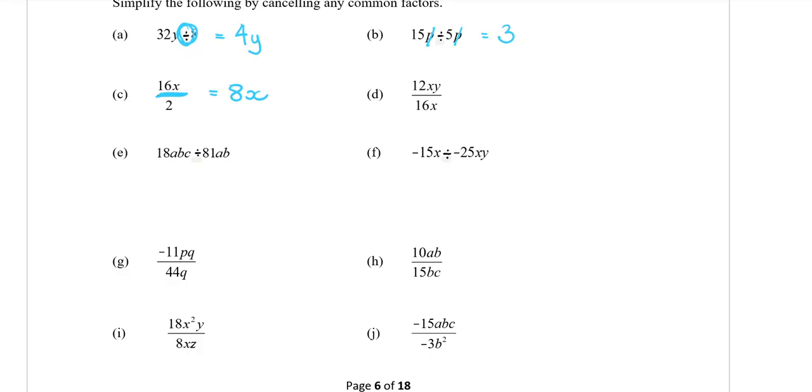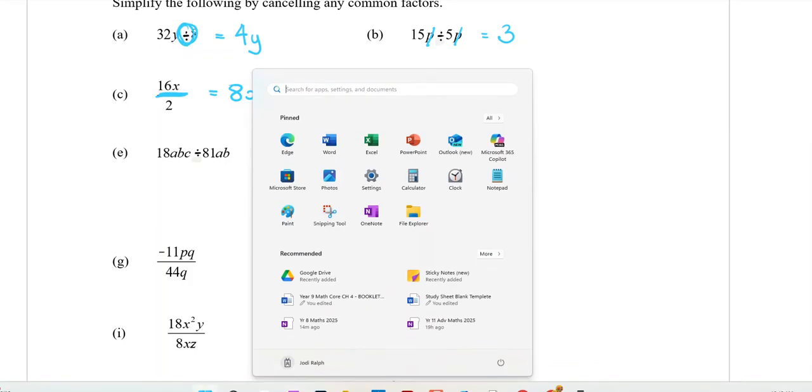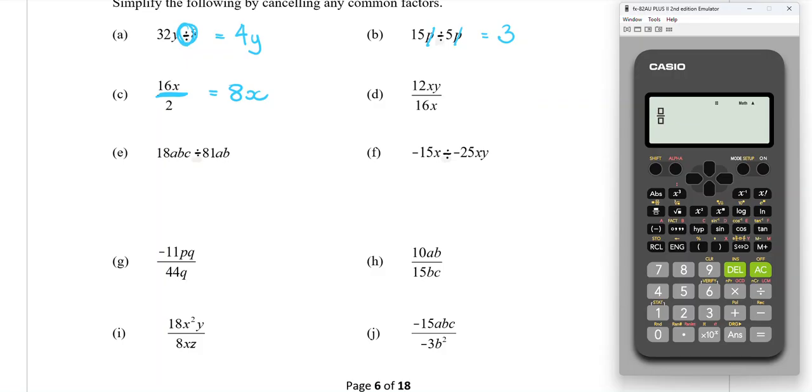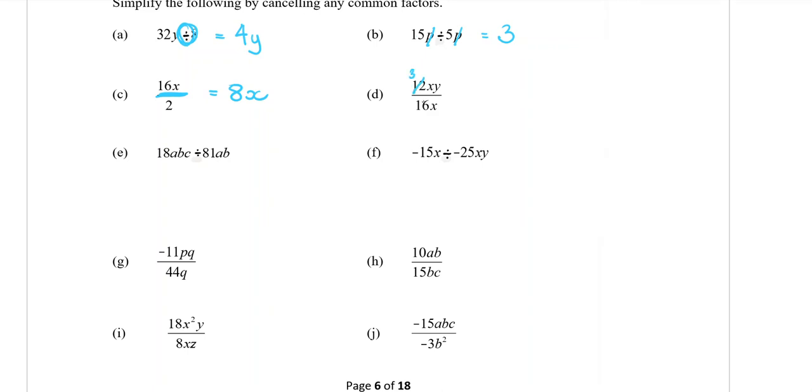12 divided by 16 doesn't divide nicely to give a nice whole number. So sometimes we just want to simplify the numbers down as best we can and leave our answer as a simplified fraction. So we can do that on a calculator. We can type in 12 over 16, and it will simplify it down to be a 3 and a 4. So that 12 is going to become a 3 and the 16 is going to become a 4. The x on the top will cancel the x on the bottom, but the y will stay there. So the answer would be 3y on the top and 4 on the bottom.